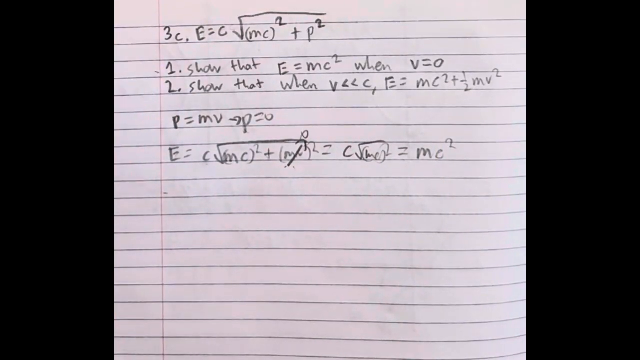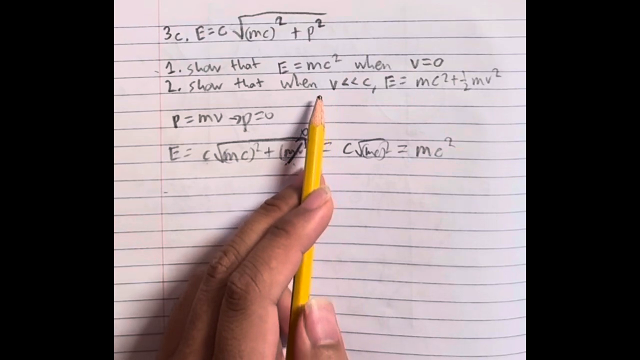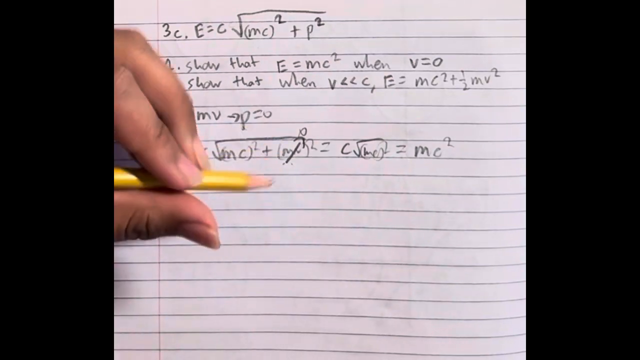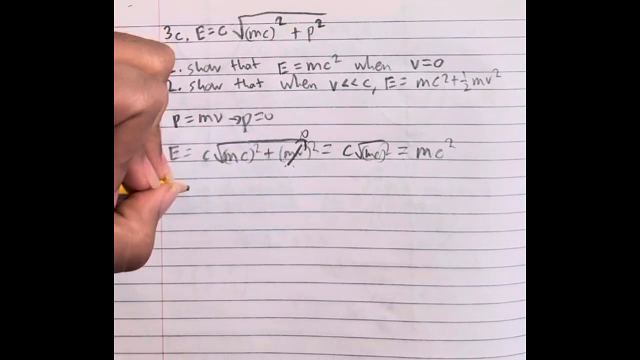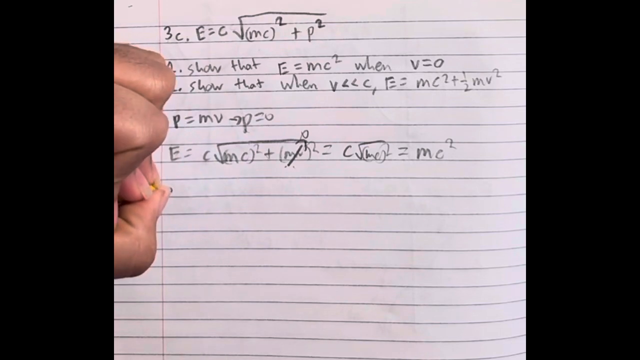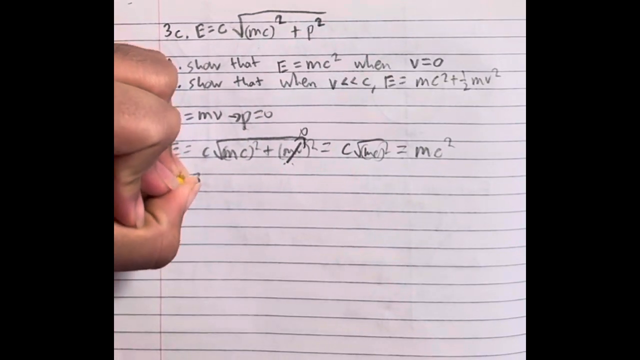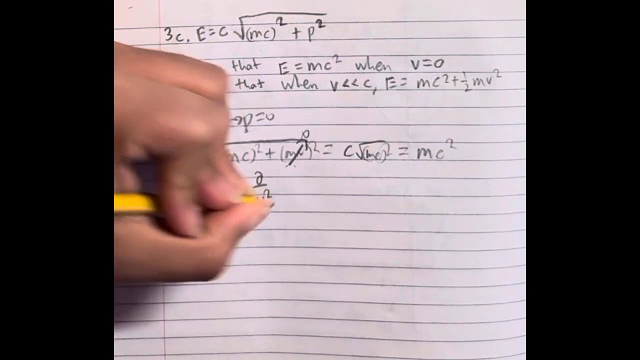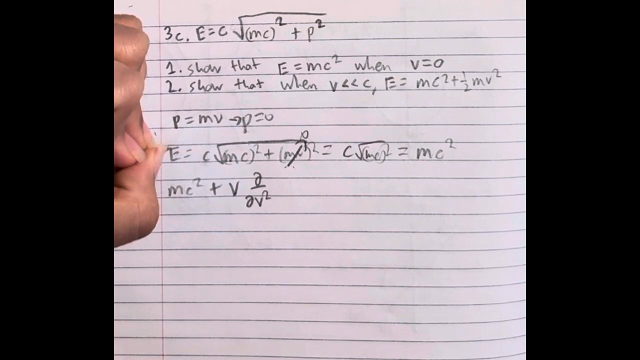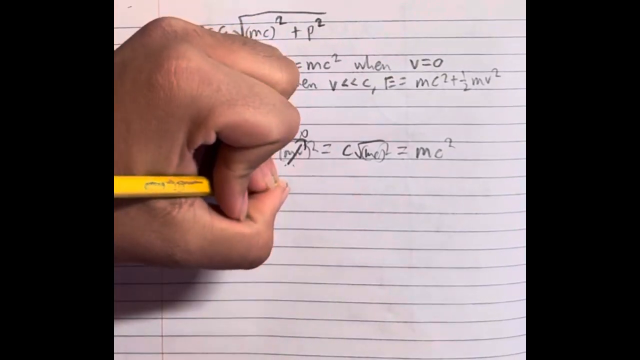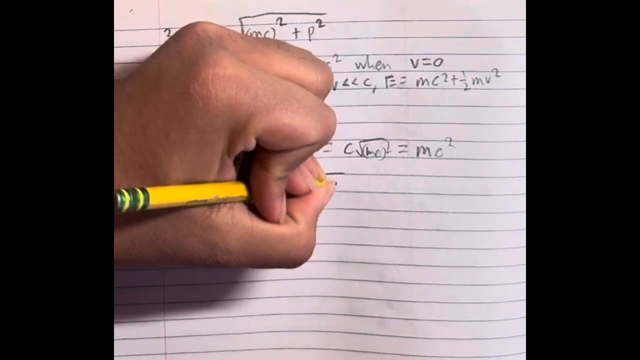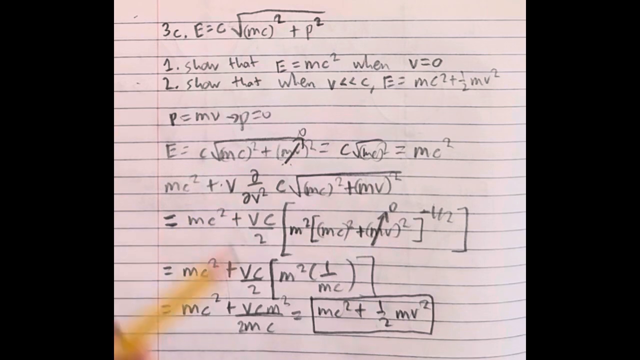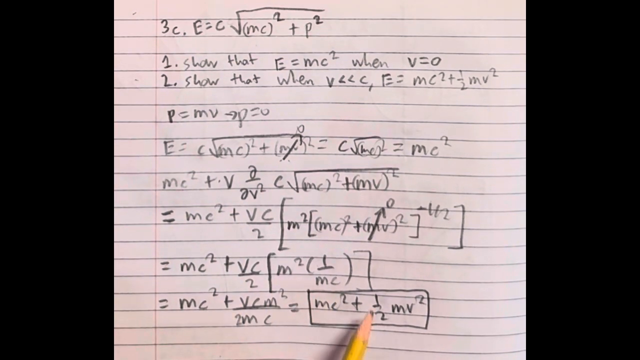For part 2, we now need to show that when v is far less than the speed of light, E equals mc squared plus a term 1/2 mv squared. We can do this using a Taylor expansion. So we can write this with respect to v squared. The first term is going to be mc squared plus v times the partial derivative with respect to v squared of this expression right here. And as you can see, once we're done with our Taylor expansion, we end up getting mc squared plus 1/2 mv squared.